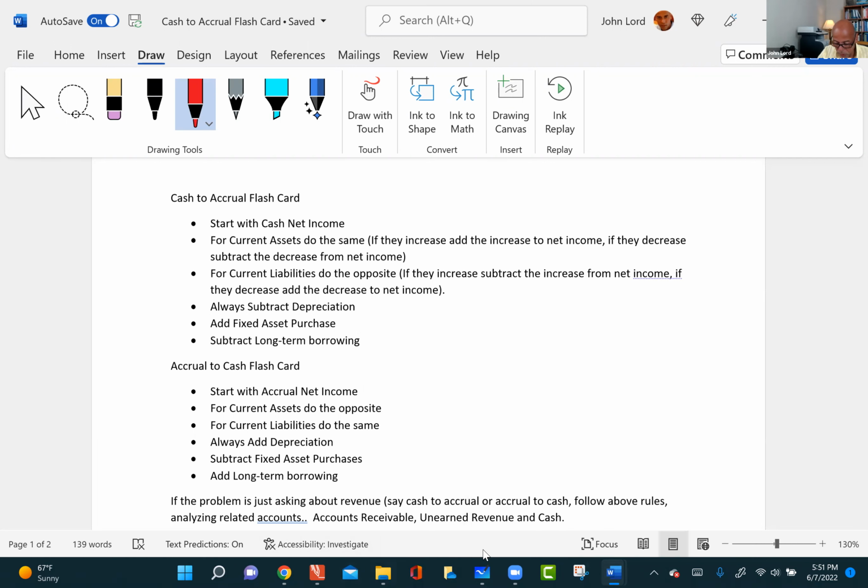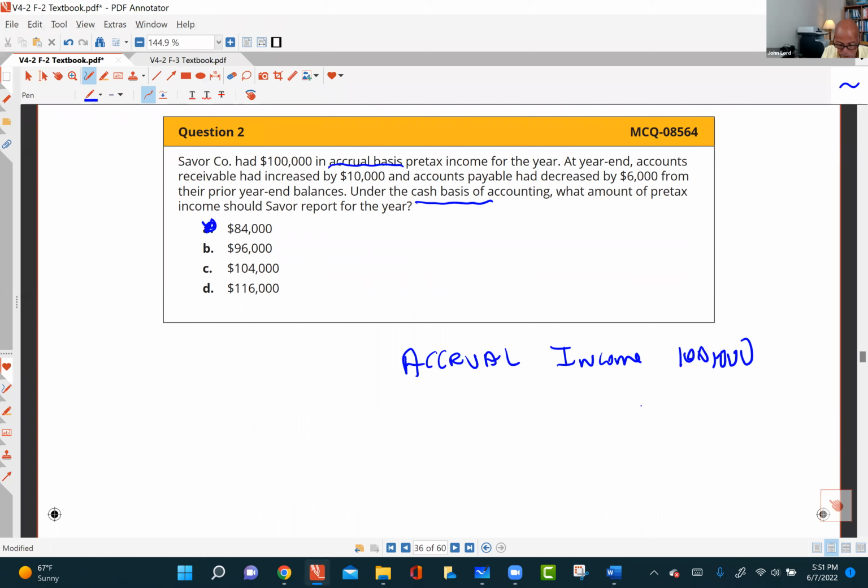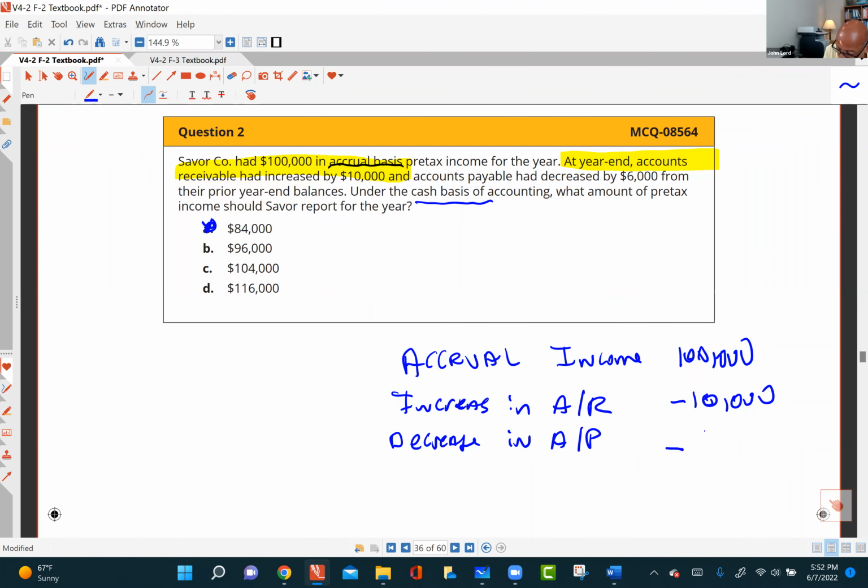Okay, so when we look back at that question, what happens? They say at the end of the year, accounts receivable increased by 10,000. Since we're going from accrual to cash, and the accounts receivable increased, we're supposed to do the opposite now, not the same. We do the opposite because we're going from accrual to cash. And then the accounts payable decreased. For liabilities, we're supposed to do the same, and so you would subtract that. When you do the math on that, you get the correct answer here, the 84,000. That's the cash income.